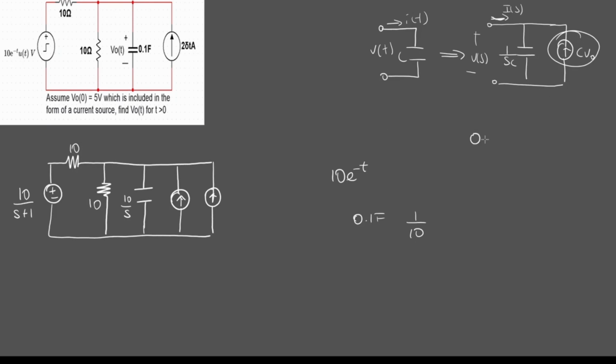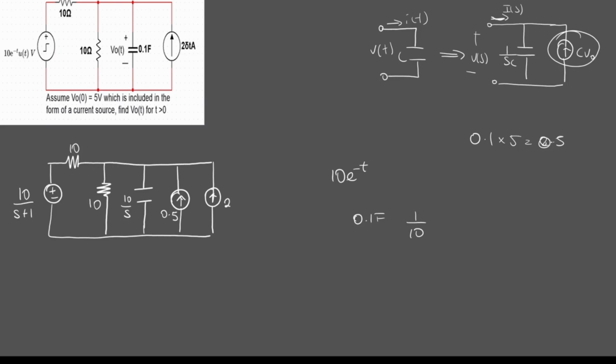So our capacitance is 0.1, and our initial voltage is 5 volts. So that's going to be 0.5, sorry. So we now know the value of this is 0.5 amps, and this is also 2 amps. Let's make this clear. 0.5 amps and this is 2 amps.